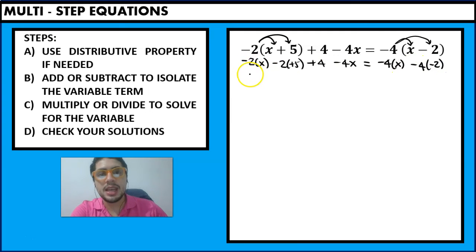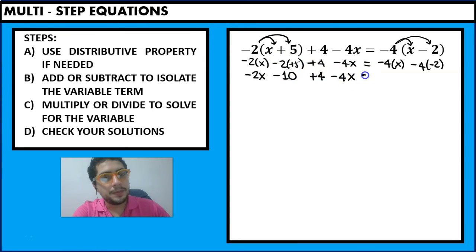Now, minus 2 times x is minus 2x. Minus 2 times positive 5 is going to be minus 10. Then we have positive 4, negative 4. Negative 4 times x is going to be negative 4x. Negative 4 times negative 2 is going to be positive 8.